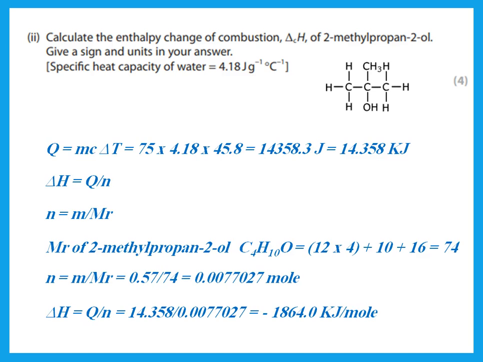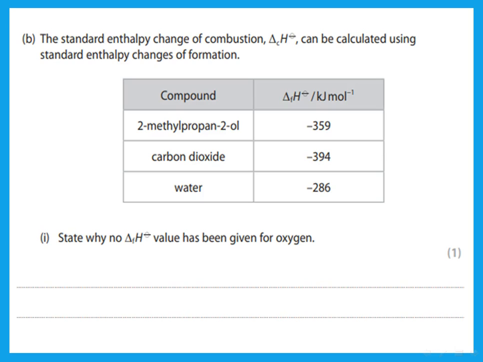Now calculate delta H, and please remember delta H must have a sign. Here he says the temperature went up, it increased, and that means it is exothermic, and that means the delta H must be a negative number. Don't forget to write the units. Of course, we used kilojoules, so now it is kilojoules per mole.